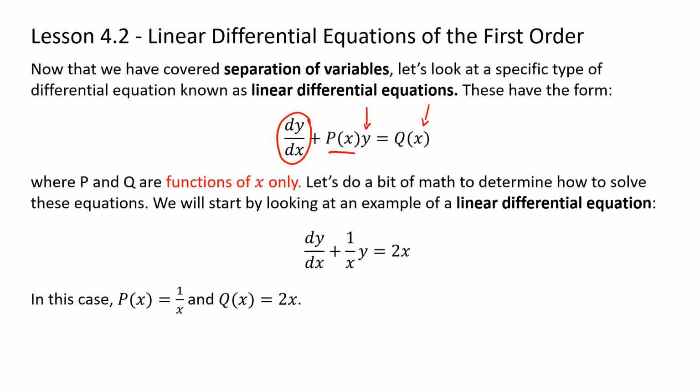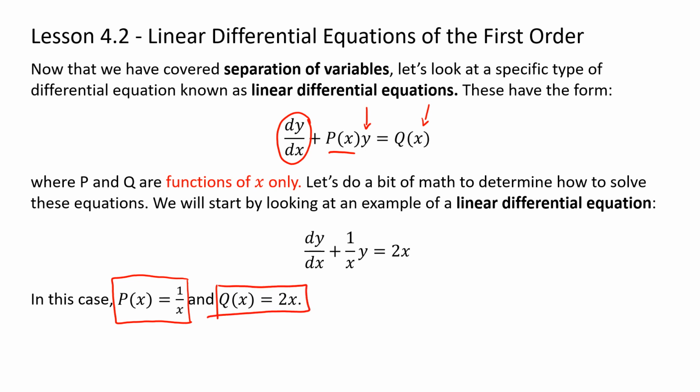If you want to look at what this looks like in terms of a real example, instead of p of x and q of x, if we have dy by dx plus 1 over x times y is equal to 2x, in this case, p of x is the term behind the y term, which is 1 over x. Q of x is equal to 2x.